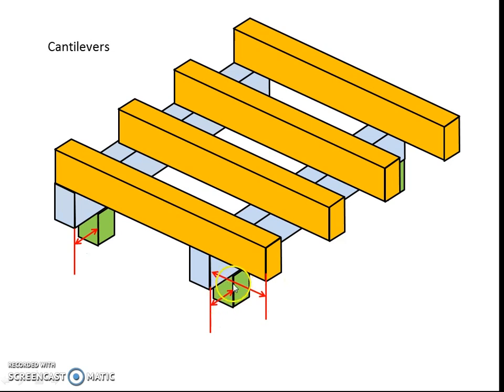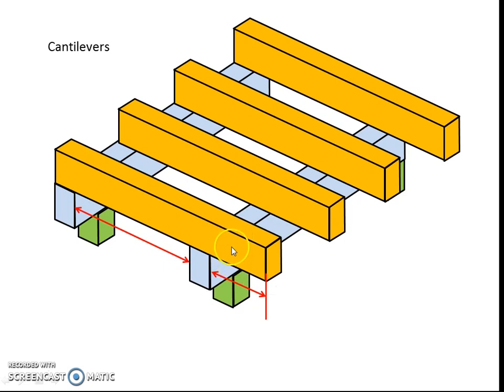If I move these posts in, now my bearers are also cantilevering, which is measured from the face of that post to the end of the timber. Whenever you have a cantilever, the next span that is in behind it is always referred to as the back span. And there's 2 things that affect how far a piece of timber is allowed to cantilever.